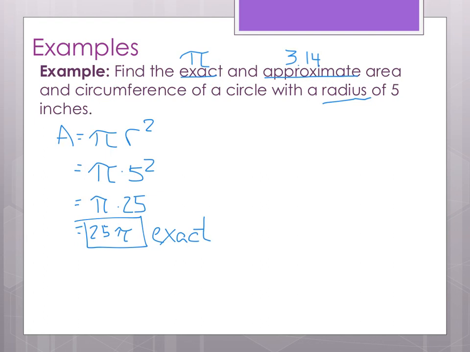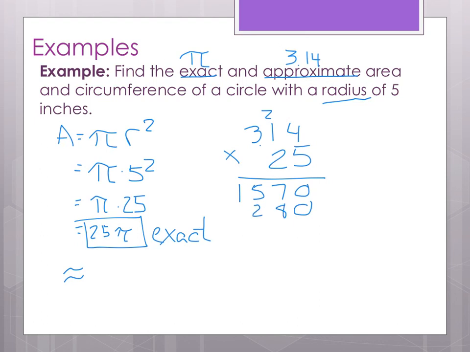Now we're going to find the approximate answer of this. To do that, we're going to do 25 times 3.14. I'll put 3.14 on top and multiply those two. So I'm doing the 25 times pi. Let's start with the 5. 5 times 4 is 20. 5 times 1 is 5, plus 2 is 7, and 5 times 3 is 15. Put in my 0 placeholder and then multiply the 2. I get 8, 2, and 6.